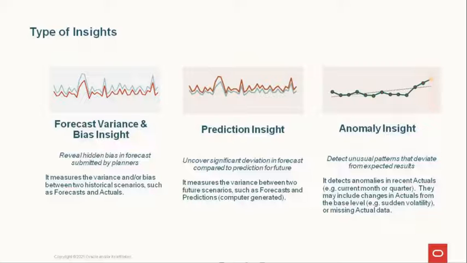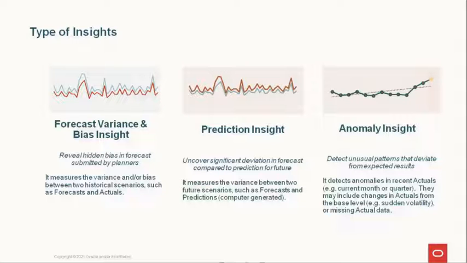Why that's important is it allows you as a reviewer, maybe in corporate FP&A or the controller's organization, to be aware when a manual forecast is wildly off from what a machine prediction is. Maybe the manual forecast is still more accurate. There might be some good reasons for that, but you should at least be aware when there's a big gap between prediction and forecast. And the third insight type is an anomaly insight.